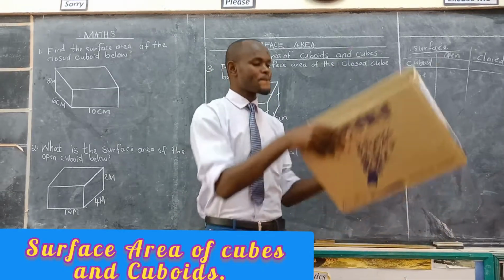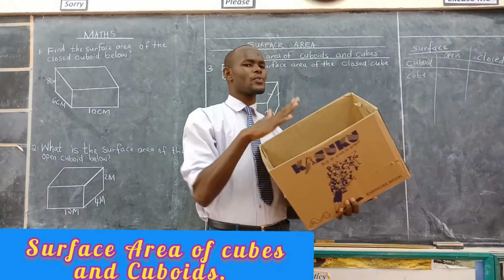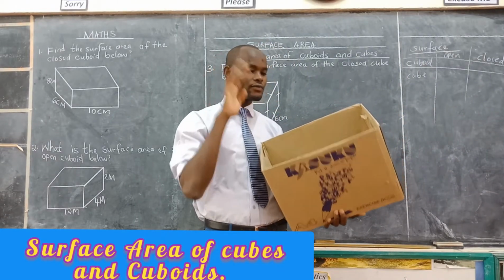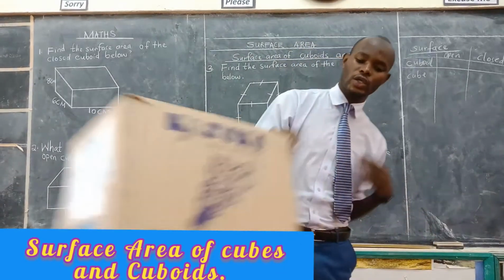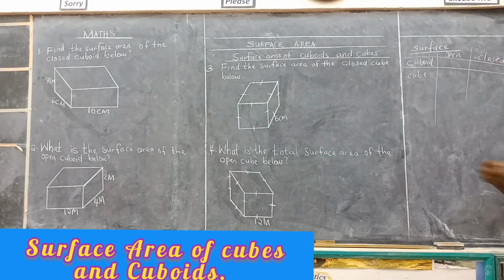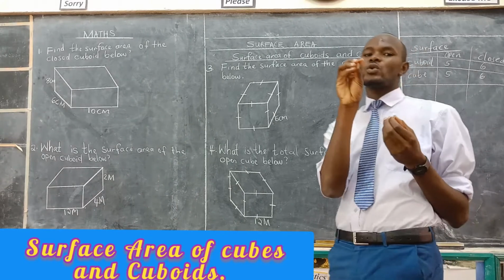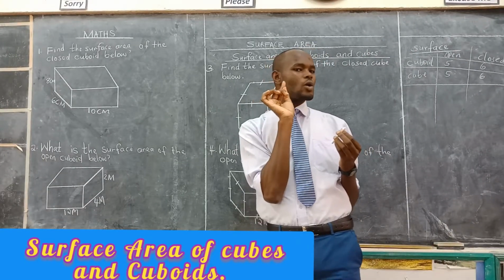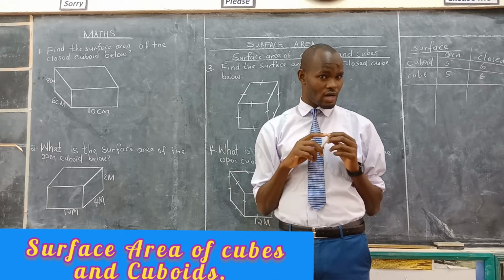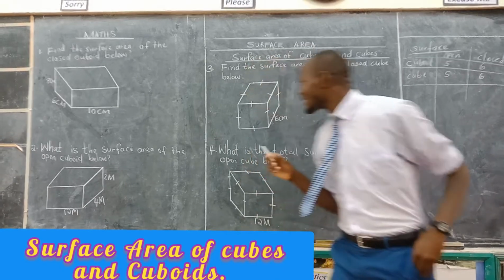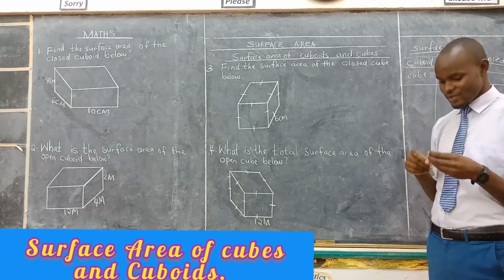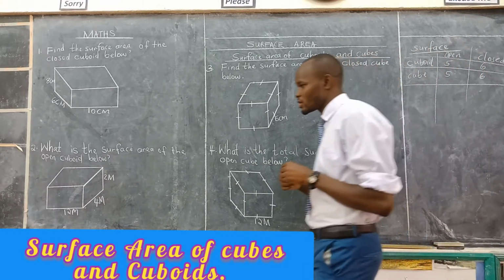If it is open, we have the bottom one, but the top one is not there. So we have 5 faces, the same for a cube. If we are talking about a cube, we are still going to have 5 faces if it is open. When it is closed, we have 6 faces. So now the surface area, you just need to get the area of each rectangle, then later you add. Let us use these examples for you to understand.